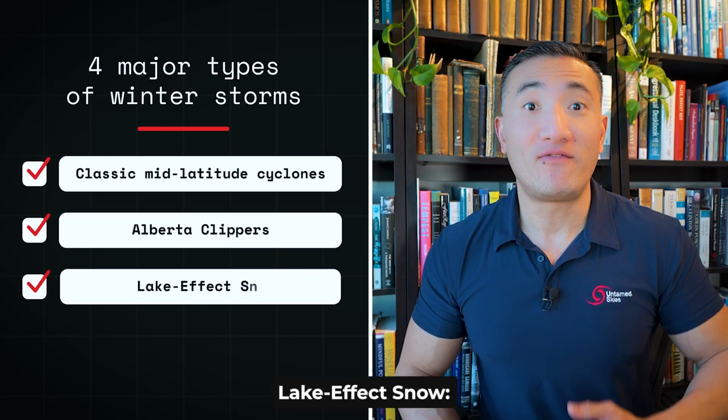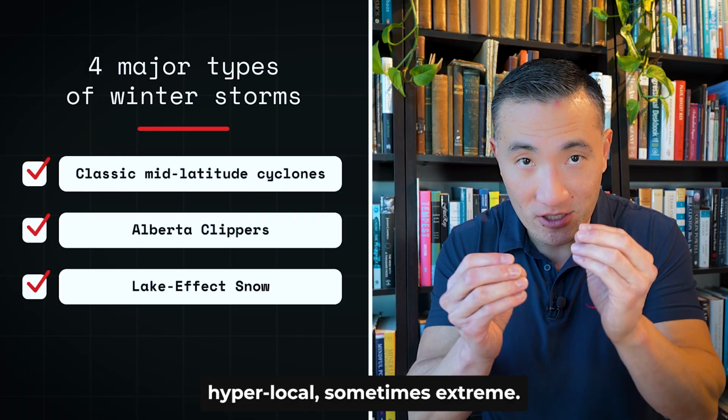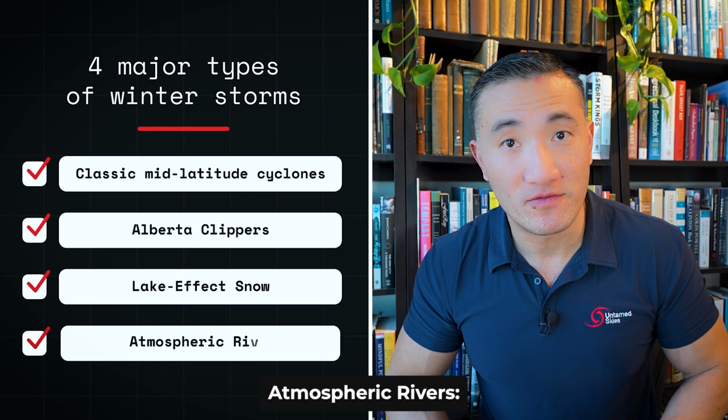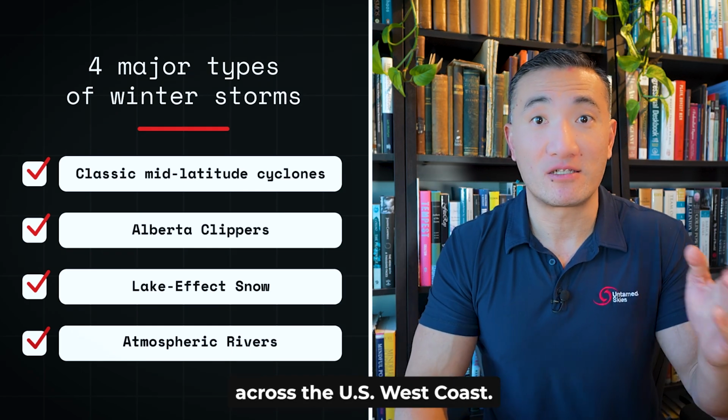Number 3, lake effect snow. The Great Lakes, turning cold wind into snow bands. Hyper-local, sometimes extreme. And number 4, atmospheric rivers, a Pacific moisture fire hose, capable of producing heavy rain and snow across the US West Coast.